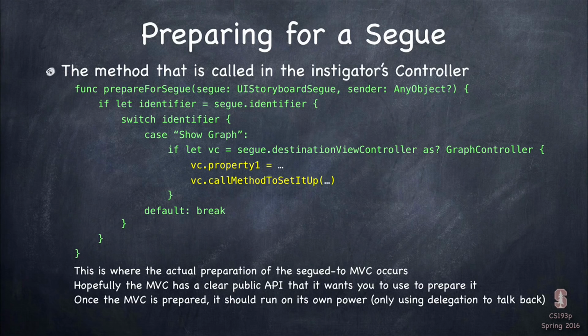And so I can start sending messages and setting properties, public ones only, of this controller in order to prepare it to do its job. So if it's a graph controller, I don't know, it might want to know the axis, the range of the axes. Somehow it might want to know what function it's graphing. I don't know, okay? But that is happening in here, where I'm preparing this graph controller that just got created because of a segue to do what it does. Okay? Questions about that?